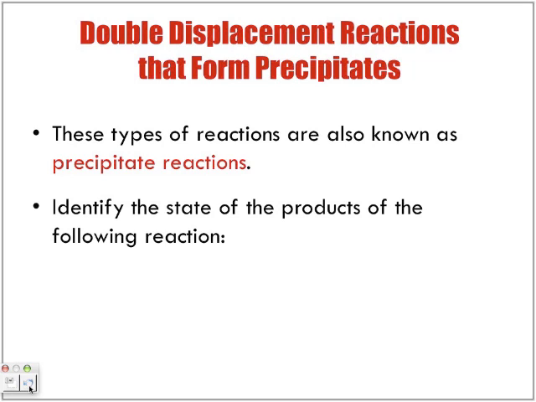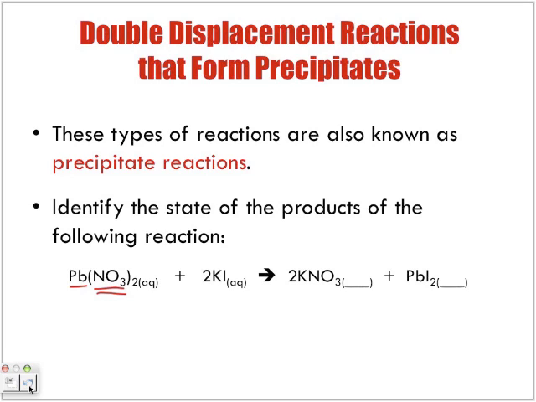Identify the state of the products of the following reaction. So we have the following. Lead 2 nitrate plus potassium iodide. And I've already kind of completed the switch. So the lead and the nitrate, the potassium and the iodide. Notice how the metals switch places with one another. Now, we know that they're both in aqueous solution. So we have to identify which one will remain as aqueous, which one will remain as solid.